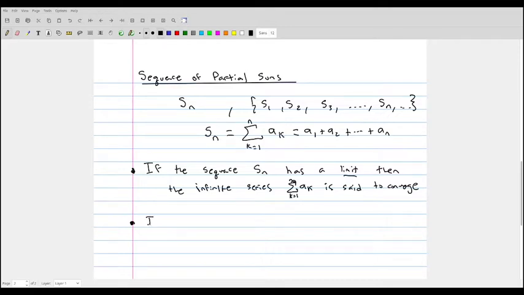Conversely, if the sequence Sn, or we'll say if the limit of the sequence Sn does not exist, then the infinite series is said to diverge.